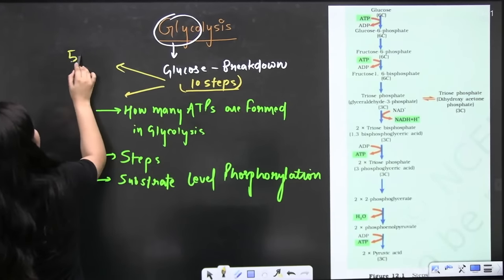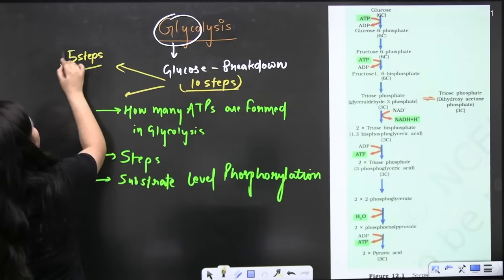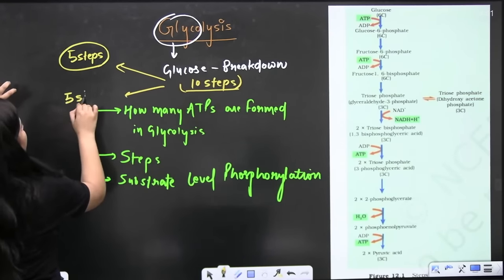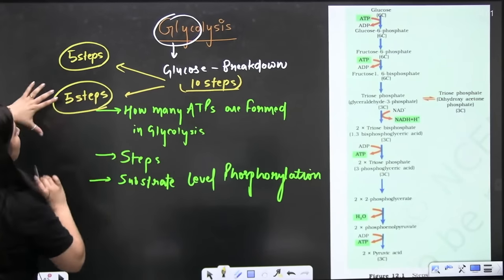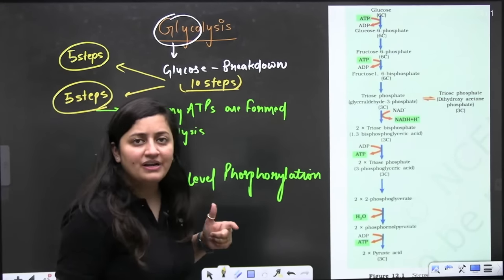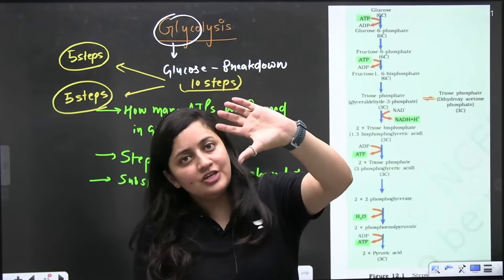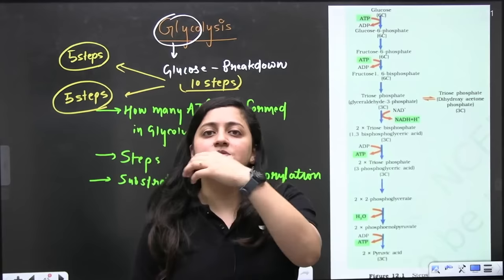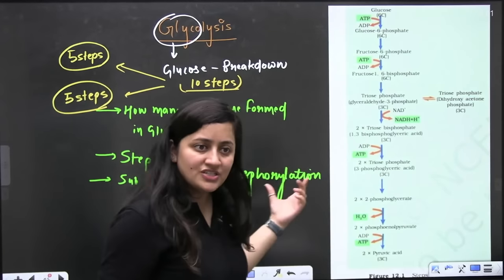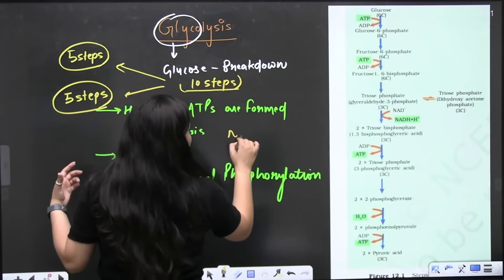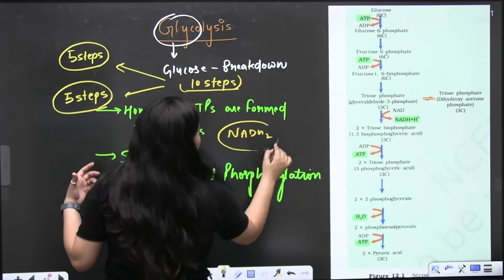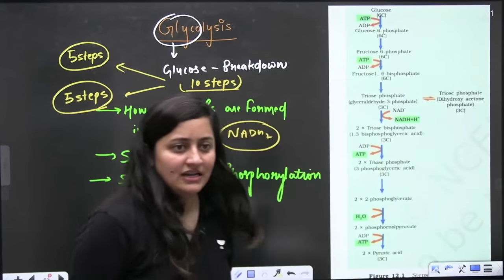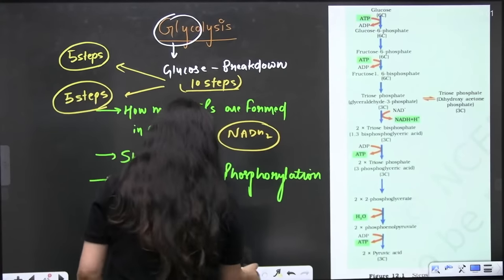In 5 steps, it is the preparatory phase, and in 5 steps, it is the payoff phase. What is the meaning of this? In the initial steps, energy from ATP will be used, and in the last steps, energy will be given out. Not just ATP, even NADH2 is also formed from this glycolysis.